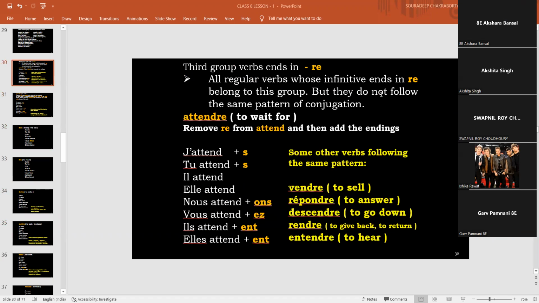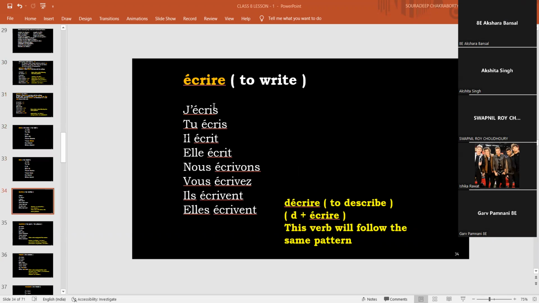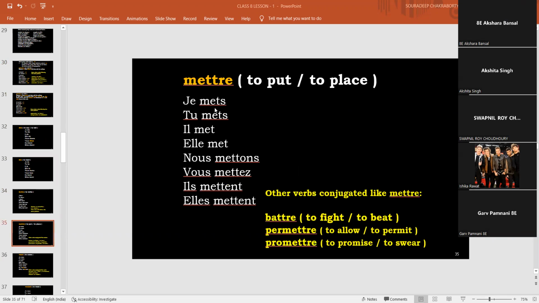So how many subgroups have we learned today? 1, 2, 3, 4, 5. Now the sixth one, mettre. So it also ends with RE. But here you see the difference. You need to remember by writing. The more you write and practice, the more you will remember.